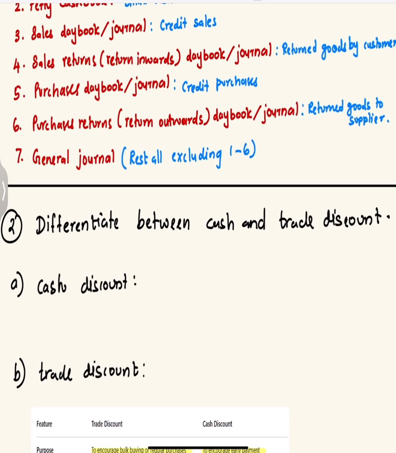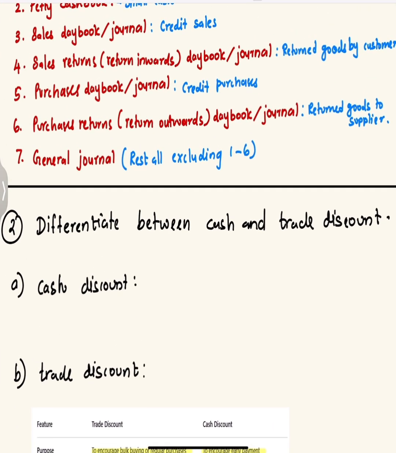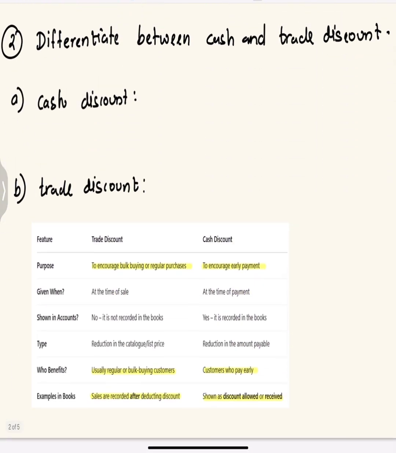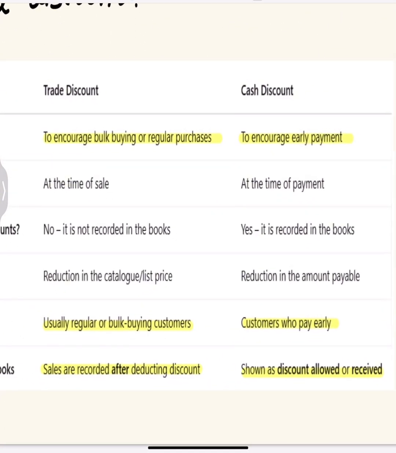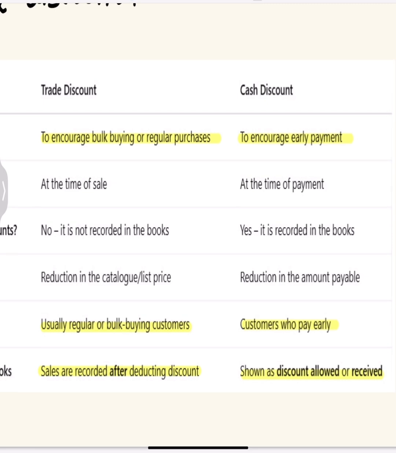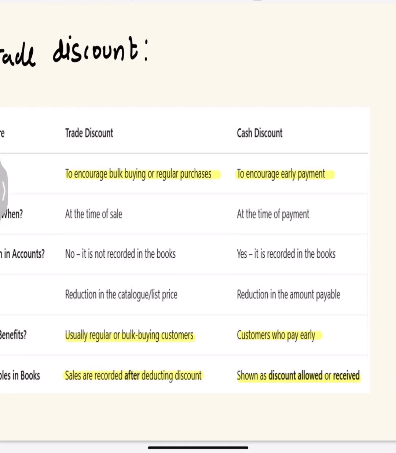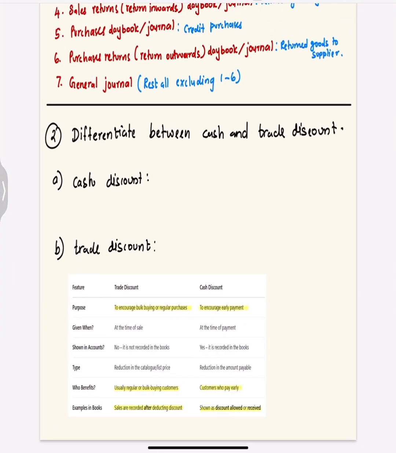Differentiate between cash and trade discount. There are several ways that you can differentiate between these two. You may take the highlighted information to differentiate between trade discount and cash discount. The most commonly used method to encourage bulk buying on regular purchases is trade discount, whereas cash discount is to encourage a prompt or early payment.